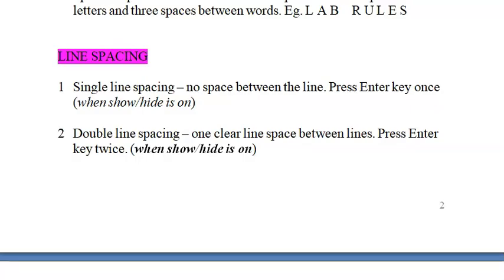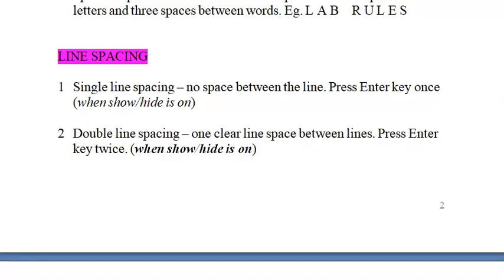So we have 3 types of line spacing. We have single line spacing, double line spacing, and triple line spacing that are used in EDPM. All right. There are other line spacing that you can use, 1.5, etc. But for our subject, it's 3 types that we use: single, double, or triple. Now, when it comes to single line spacing, no space is placed between the lines. How do we achieve that? We achieve that by pressing the Enter key once.